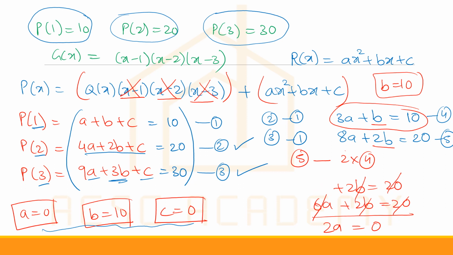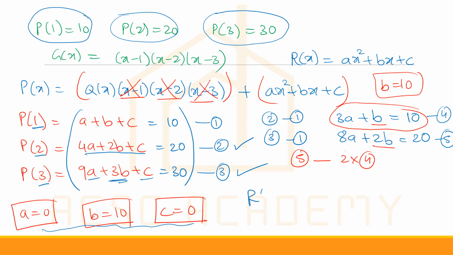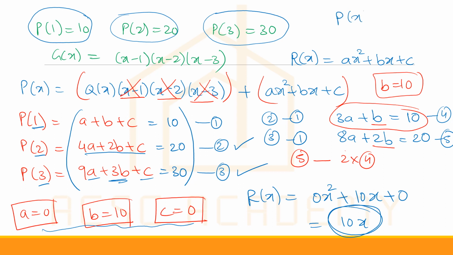And now we simply have to substitute them back in our assumed remainder. So we will get r of x as 0x squared plus 10x plus 0, which means simply 10x. This will be the remainder. So for our p of x that is unknown to us, when that p of x is divided by this particular g of x, then the remainder that we will be getting is simply 10x. This is what we had to find out.